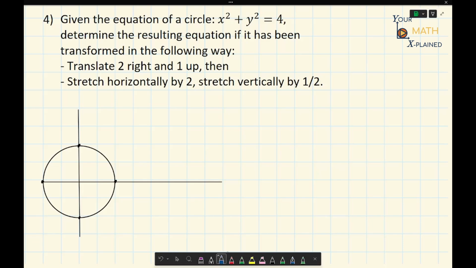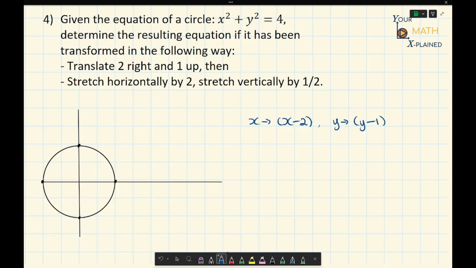So first, we're going to translate this 2 units right and 1 unit up. Translating 2 units to the right means that x is going to get replaced by x minus 2. And then translating it 1 unit up means that y is going to get replaced by y minus 1. So remember, for replacement, everything is the opposite, meaning going to the right or going up means it's negative, and then going down and going to the left is positive.